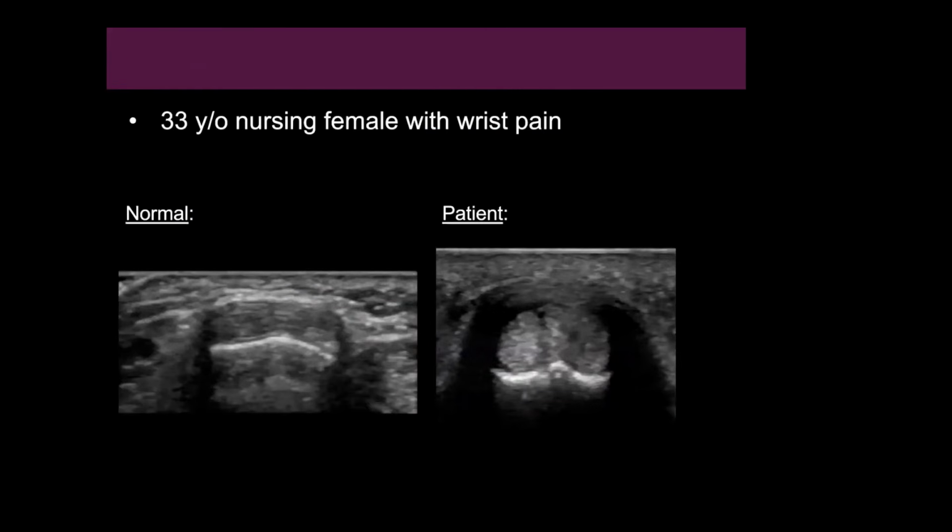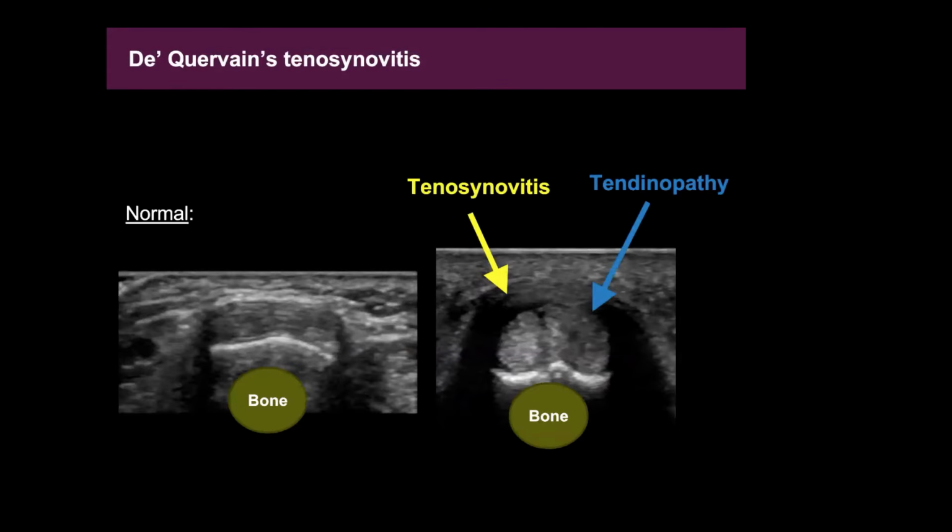line. And if we were to put the probe on our particular patient, who was a 33-year-old nursing female who had wrist pain, again, you could see a distinct difference between the 2 images, the normal on the left-hand side and the abnormal on the right-hand side. Specifically, you could see some amount of fluid surrounding that tendon sheath, surrounding that tendon, and you could see how there's some thickening and some increased hypoechoic signal involving one of the tendons, denoted by that blue arrow. So this is a case of De Quervain's tenosynovitis.